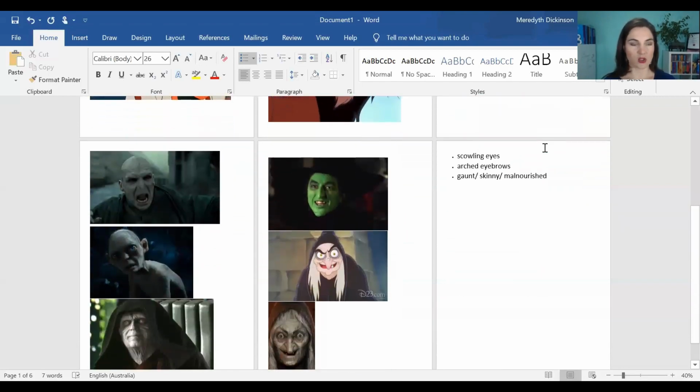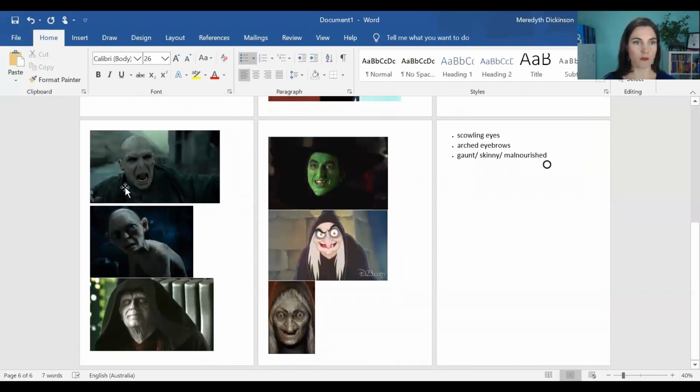Let's move on down to some of these ones. We've got Voldemort, Gollum, and Senator Palpatine. And these characters, they're quite inhuman looking. They don't look like a human normally looks. So they've gone through this sort of, the evil has gotten into them to the point where it's changed them out of being a human being.